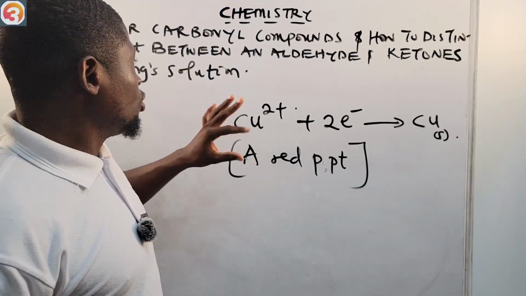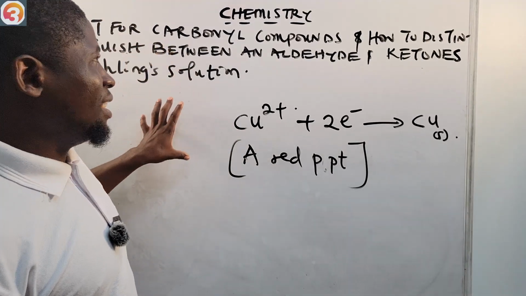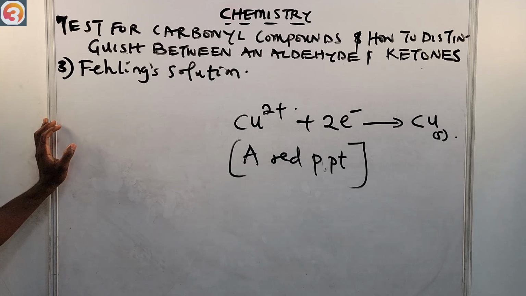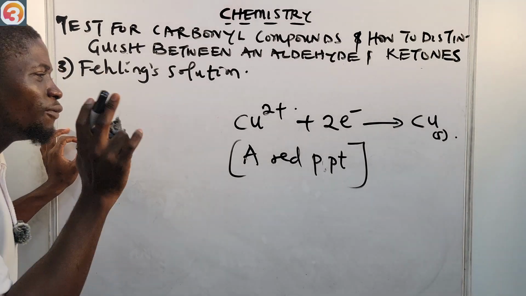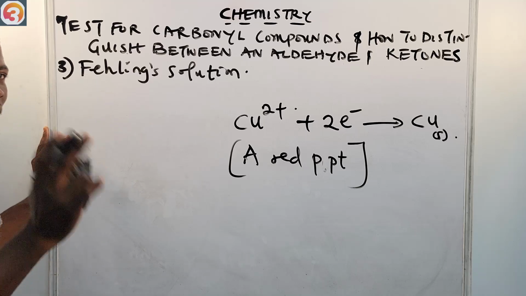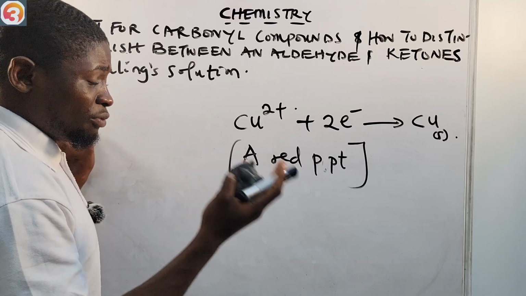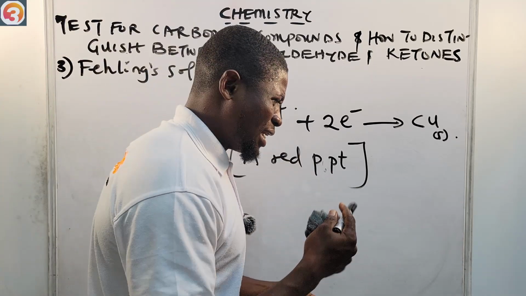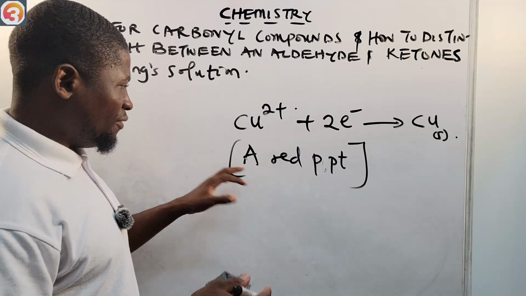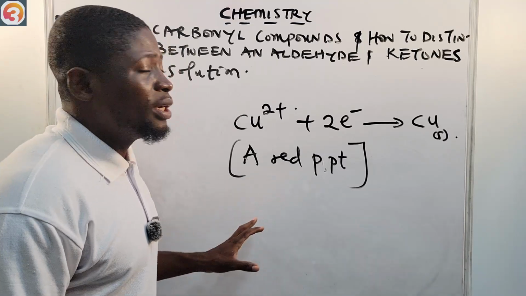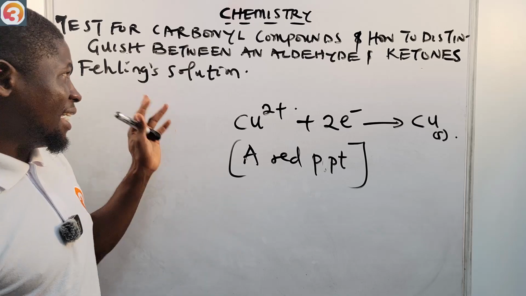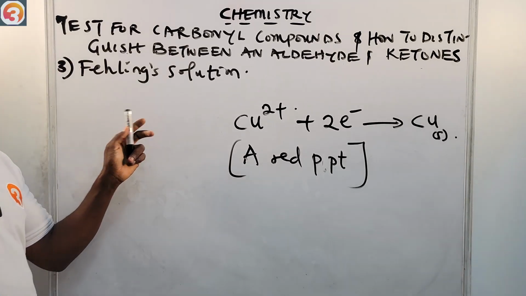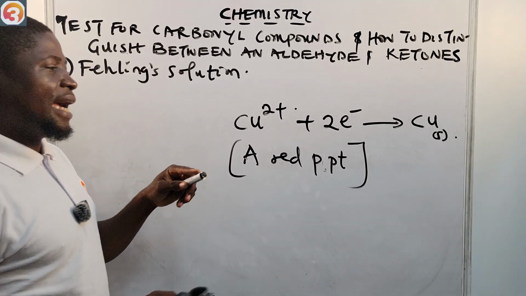And of course, this only works with aldehydes. It's not positive for a ketone, only an aldehyde. So when you are thinking maybe this is an aldehyde or a ketone, you can use Fehling's solution. If you observe a red precipitate, then you know that it's an aldehyde. It cannot be a ketone. So please take note of that. This is the third test to distinguish between an aldehyde and a ketone.